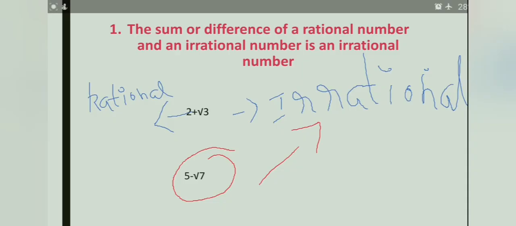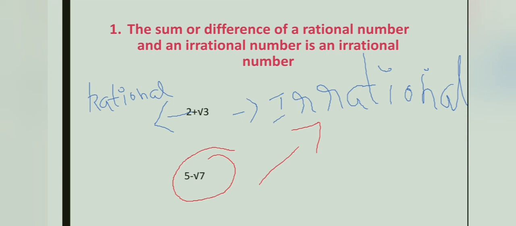So in that, the first point is: the sum or difference of a rational number and an irrational number is always an irrational number. When you add a root number with any rational number, you are going to get an irrational number. Whether it is addition or subtraction, your answer is always an irrational number. In the first example, 2 plus root 3, 2 is a rational number, root 3 is an irrational number. When we are adding a rational number and an irrational number, we will always get an irrational number.